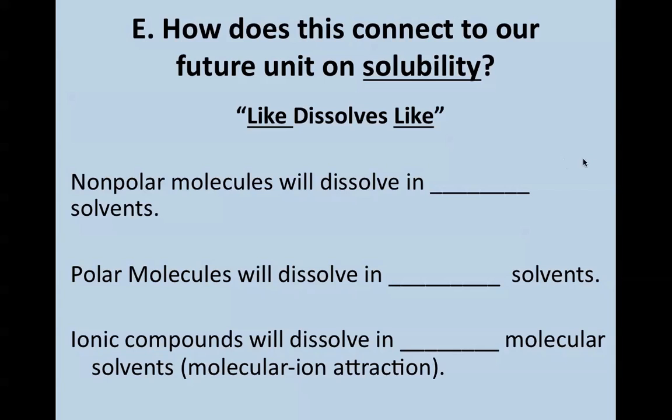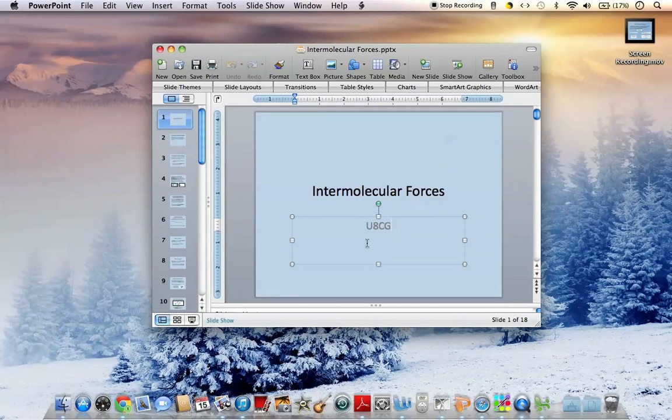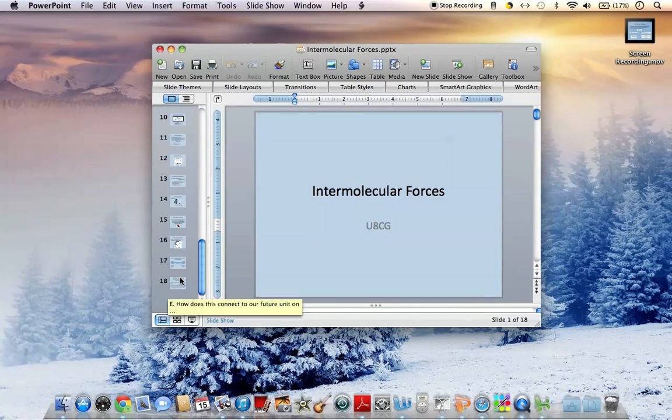Now, how does this connect to our future unit on solubility? This is a very common phrase you'll hear when we come back after our February break and work on solubility: like dissolves like. Nonpolar molecules will dissolve in nonpolar solvents. Polar molecules will dissolve in polar solvents, and then ionic compounds will dissolve in polar molecular solvents. They're similar enough to be able to dissolve each other.